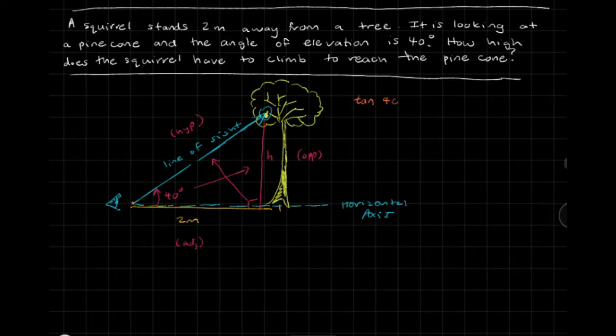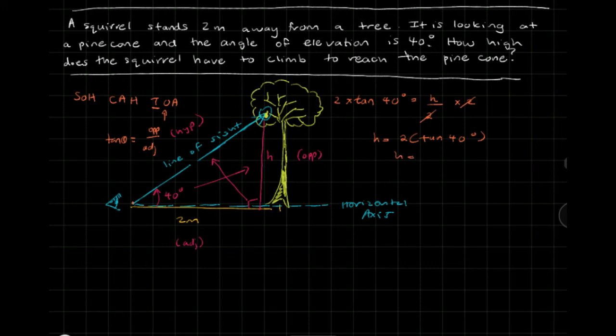So I'm going to do tan 40 degrees is equal to height, which is the opposite side, over the adjacent side, 2, right? And you can get this from your SOHCAHTOA mnemonic, right? Tangent is the opposite side over the adjacent side. In this case, tan 40 is equal to h over 2. To solve for h, I'm going to multiply this by 2. This cancels out. Whatever I do to one side of the equation, I'm going to do and repeat to the other side. So h is equal to 2 times tan 40 degrees.